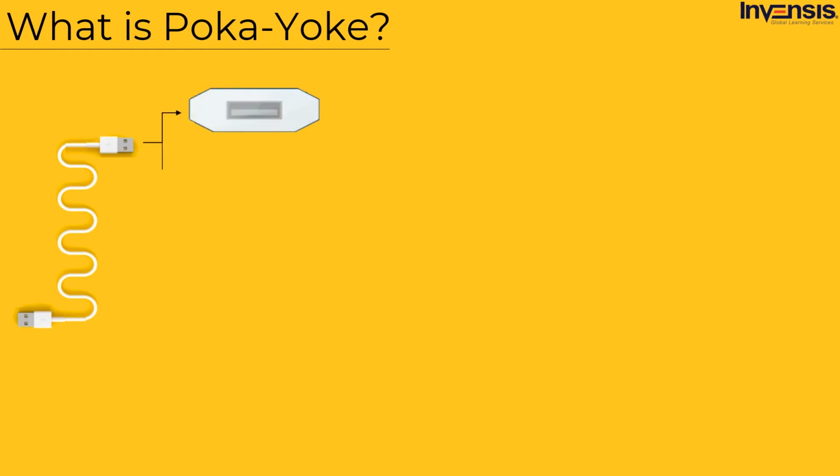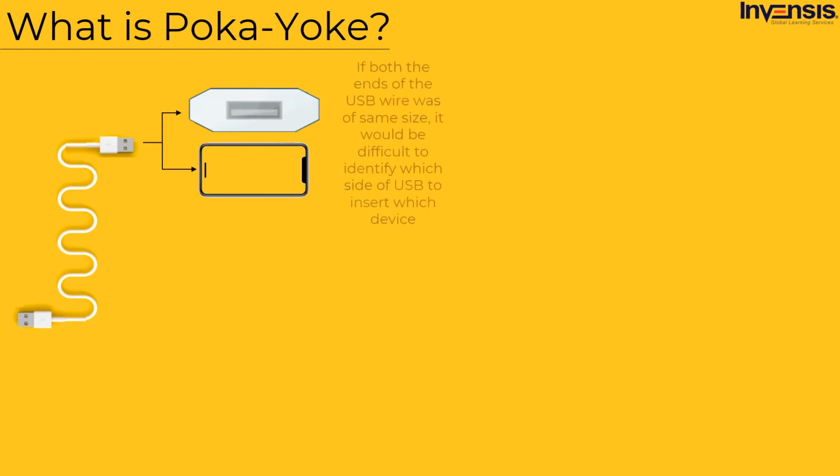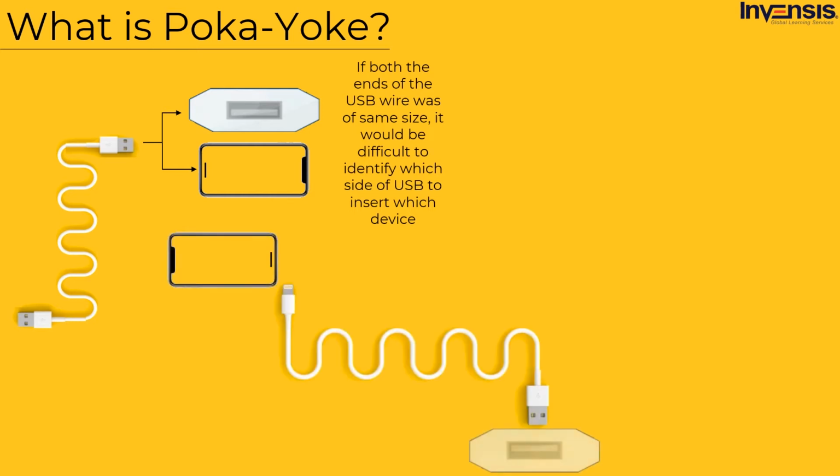To make you understand even better, I can say that if both ends were of the same size, people would not identify which side of the plug to be inserted. Because of this, mistakes would occur. So, they thought of designing the 2 ends with different sizes, and people could easily recognize which side can be inserted into the mobile and which side to the charger point. So, this is what Poka-Yoke is about.